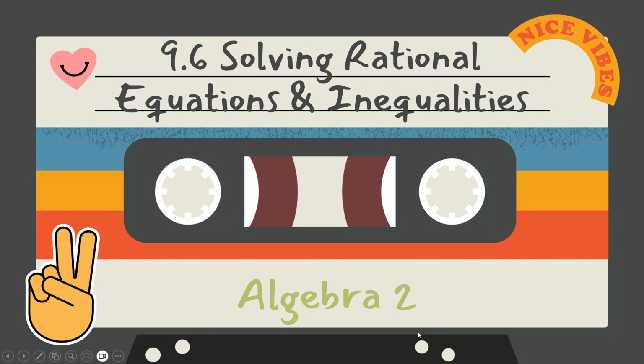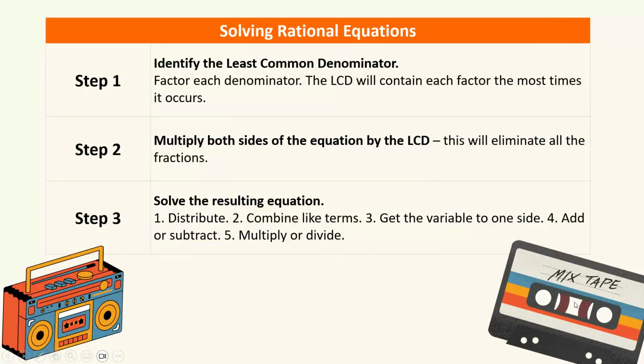Today we are solving rational equations and inequalities. In order to solve a rational equation, first you want to identify the least common denominator. To do that, you will factor each denominator. The least common denominator will contain each factor the most times it occurs. Then we will multiply both sides of the equation by the least common denominator, which will eliminate our fractions.